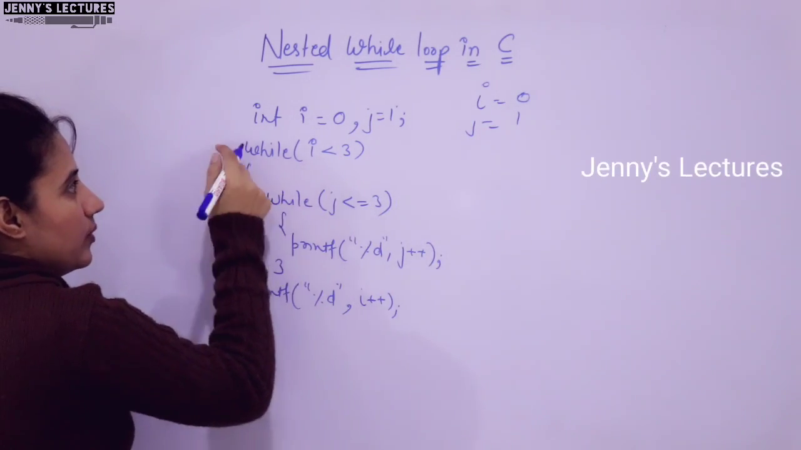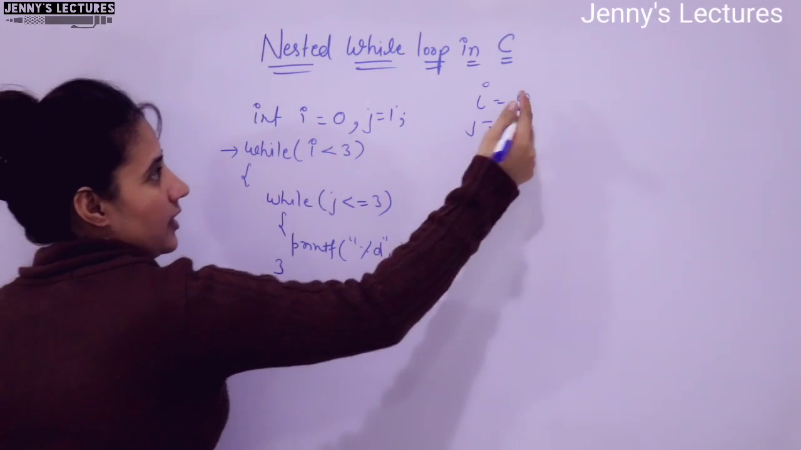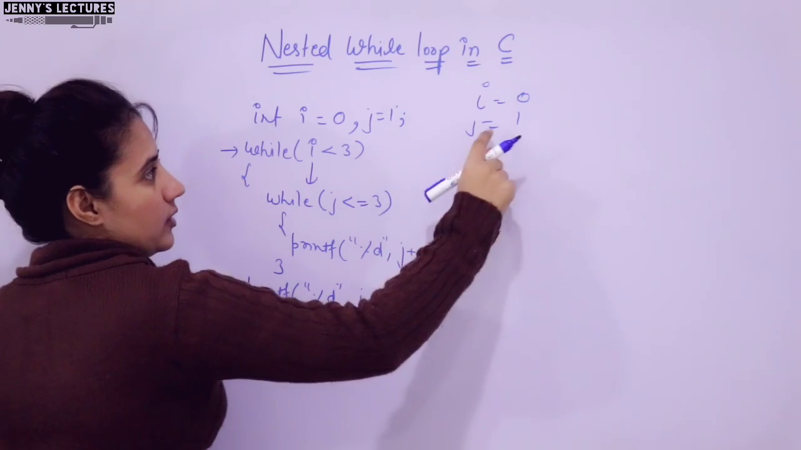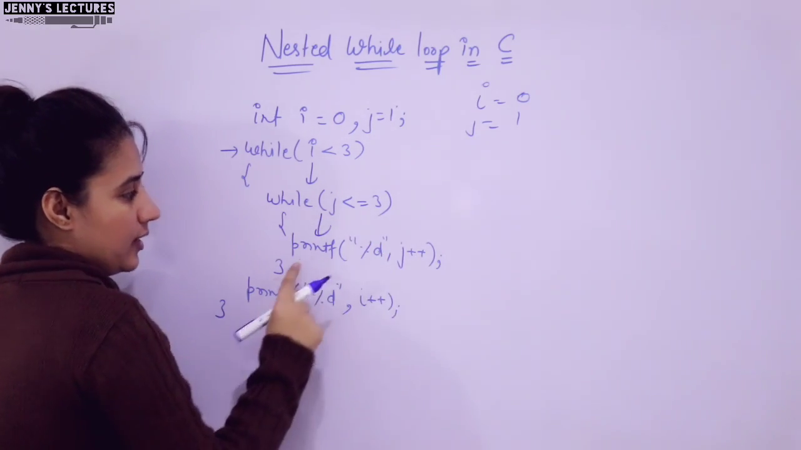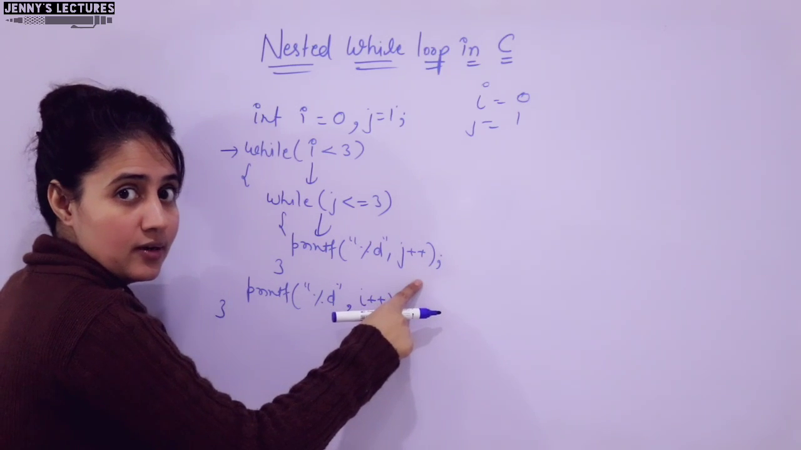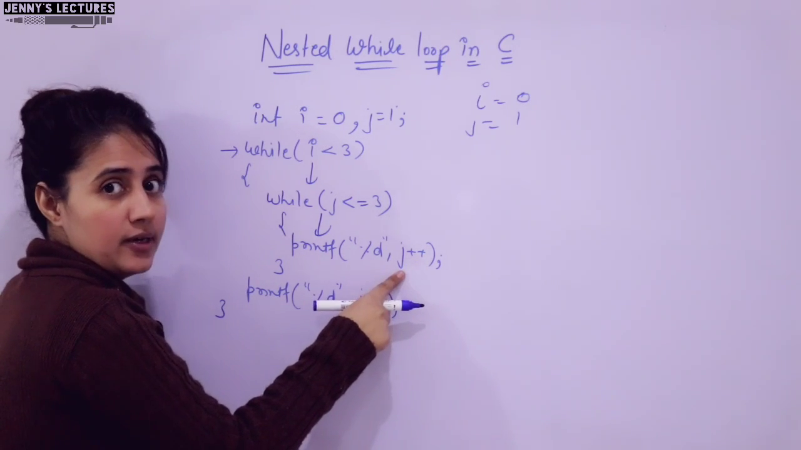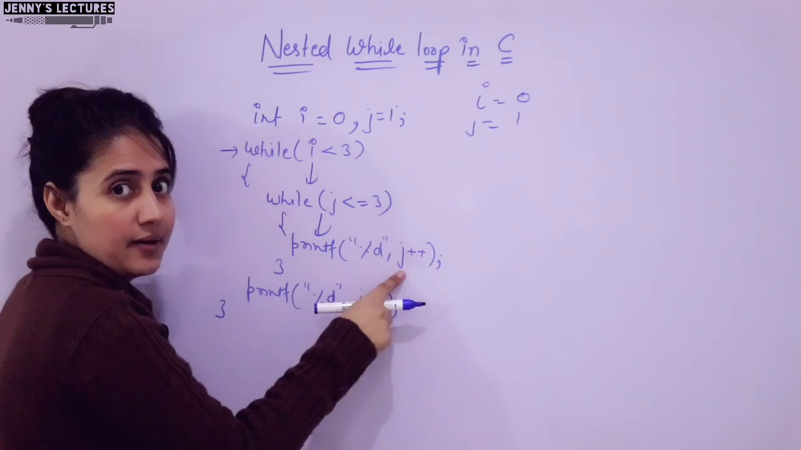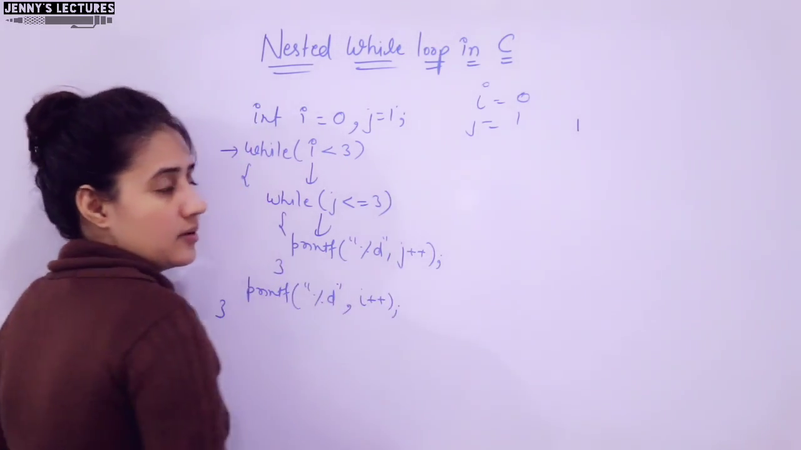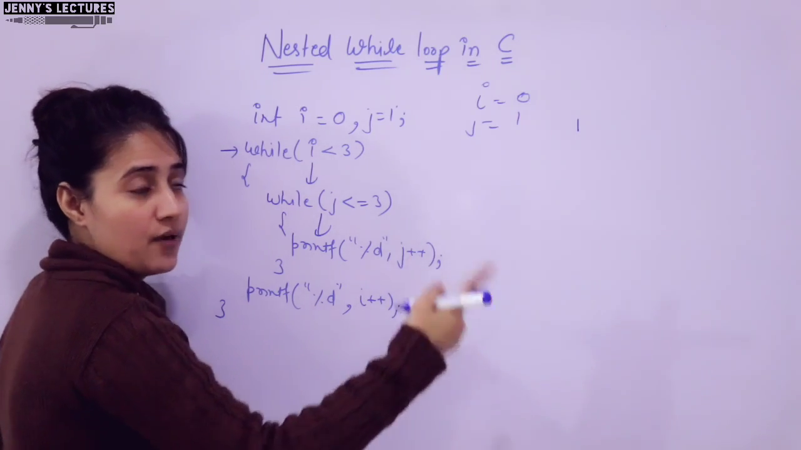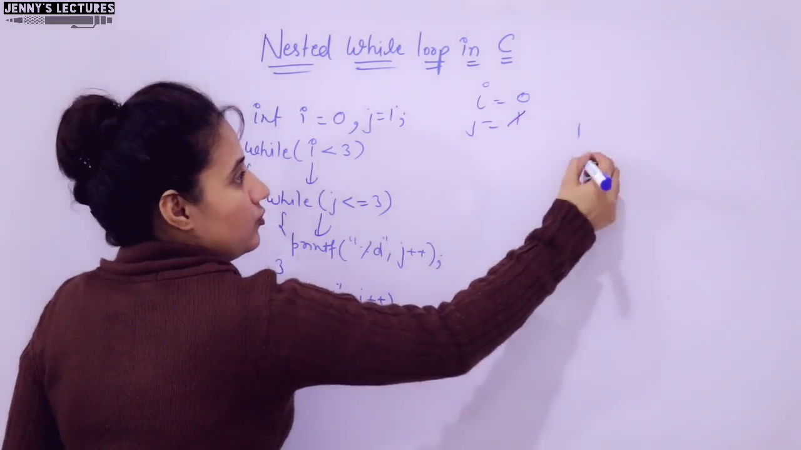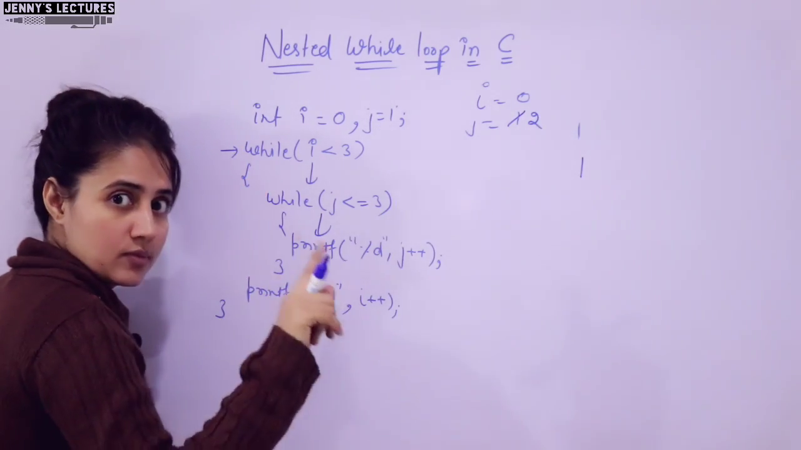Now in this while loop, control will go here: i less than 3, yes, the condition is true, so control will enter here. Again one more while loop, j less than or equal to 3, yes, this condition is also true, control will enter here. printf %d, j plus plus, post increment, right? So first the original value would be printed, the original value is 1, so 1 would be printed. Now j plus plus, after using this value we are going to increment. So 1 is printed, now this becomes 2, right?